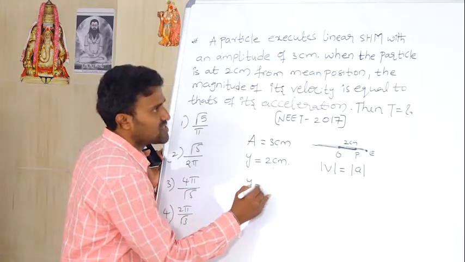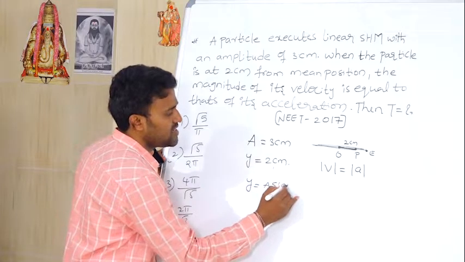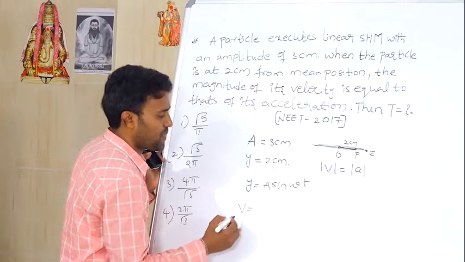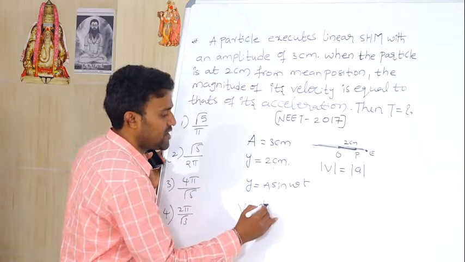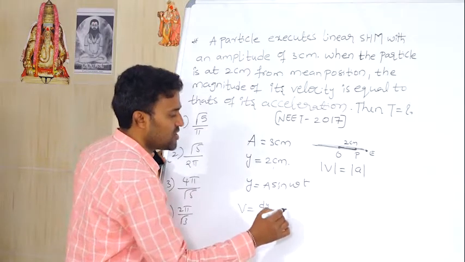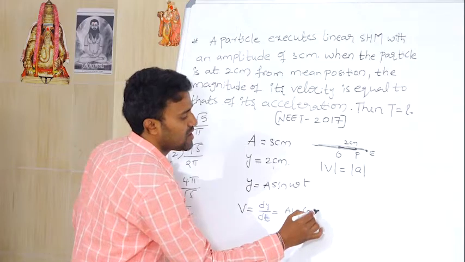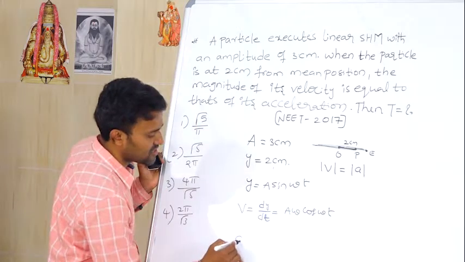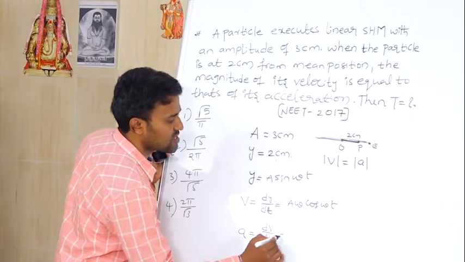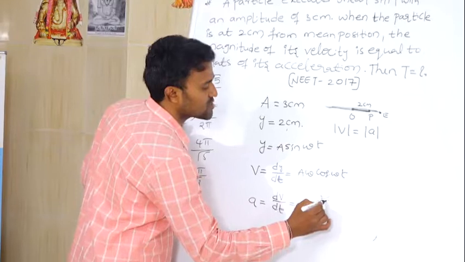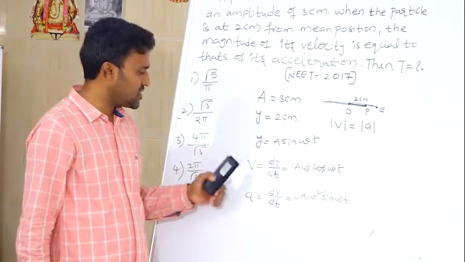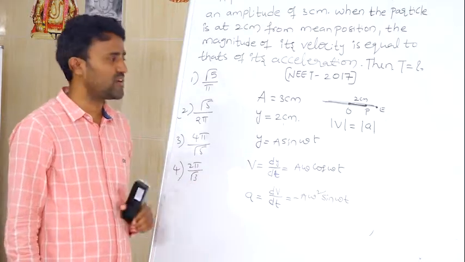y is equal to, what is the equation? a sin omega t, the displacement equation. And velocity v is equal to, what can we write? dy by dt. dy by dt is equal to a omega cos omega t. Then acceleration a is equal to dv divided by dt is equal to minus a omega square sin omega t. These are the velocity equation and acceleration. These two are equated, he is telling.